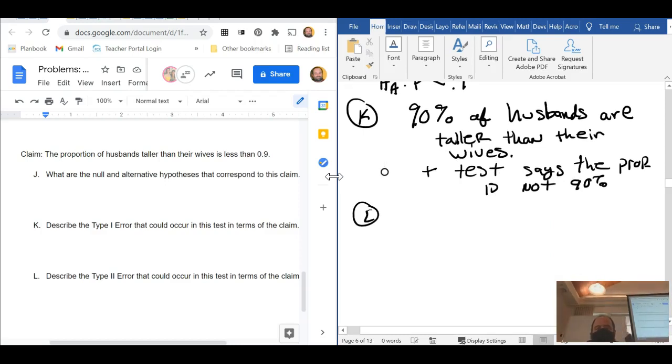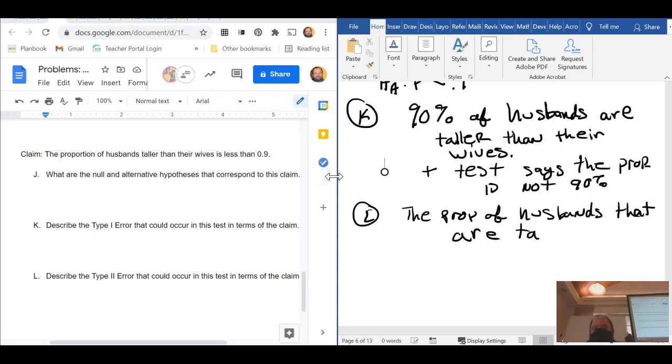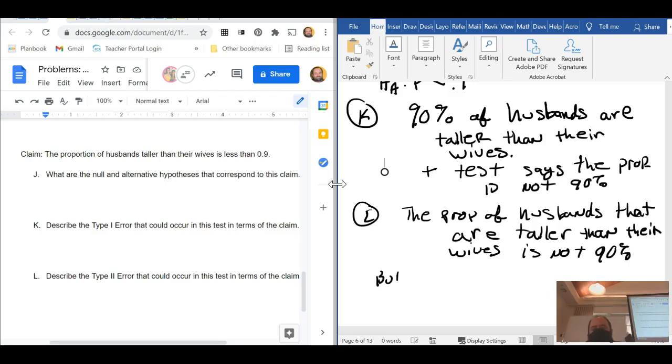And then L, the proportion of husbands that are taller than their wives is not 90%, but the test says they are. Yeah? We're okay with that? Do you buy that one? 90% of husbands are taller than their wives?